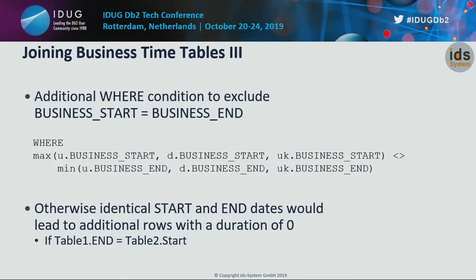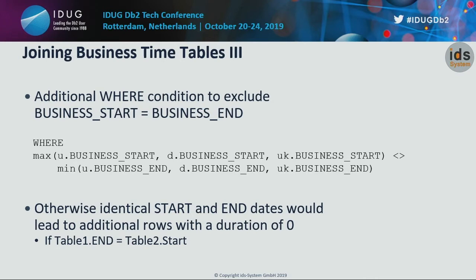Okay, that's recursive problem. No, that was last year recursion. Okay, one additional hint. I also recommend to add another where clause, where I say the max of the business starts is not the same like the mins of the business ends. Why that? Because otherwise you get time periods with a zero non-existing duration.